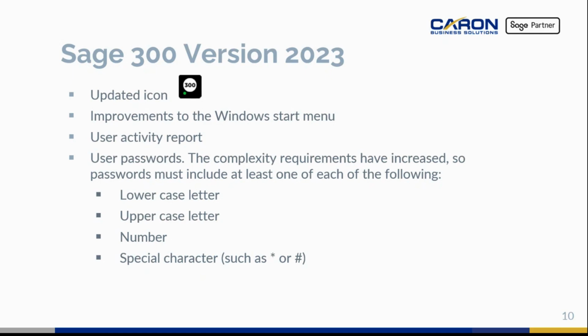And for me, the key piece of the 2023 update is the user activity report. We haven't had this in Sage before. We have a user authorizations report, which you can print to see the users and the security groups and the accesses they have. But now we have something called a user activity report that's been released for 2023 product update 1.